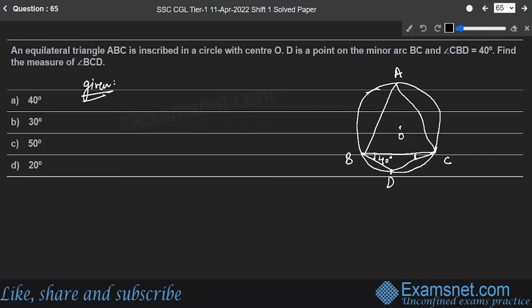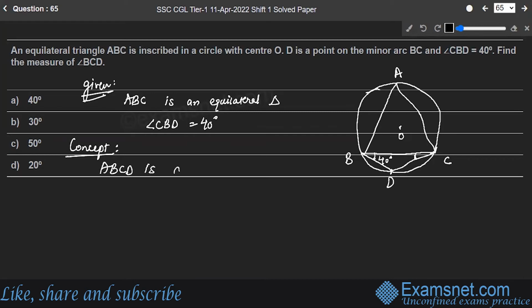You are given that ABC is an equilateral triangle with center O, right? Also, you are given that angle CBD is equal to 40 degrees. Let's see the concept used in this question. It says the sum of opposite angles. This is forming a cyclic quadrilateral.